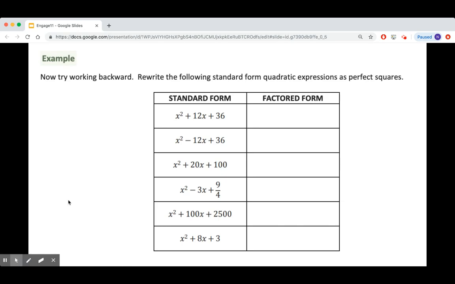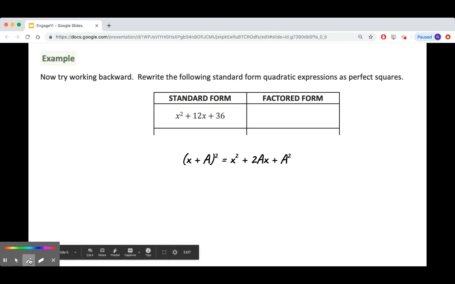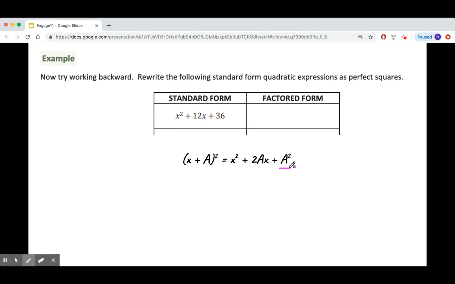In the next example, we're going to try working backwards by rewriting the standard form quadratic expressions as perfect squares. So I'm going to get rid of the bottom half of the table to make things a little bit clearer, and I'm going to put that rule back on the screen to help me. I know that based on my standard form expression, this value a squared is going to be equal to my constant term. Since I know that my constant term is 36, I can ask myself, what number squared equals 36? And of course, that number is 6.